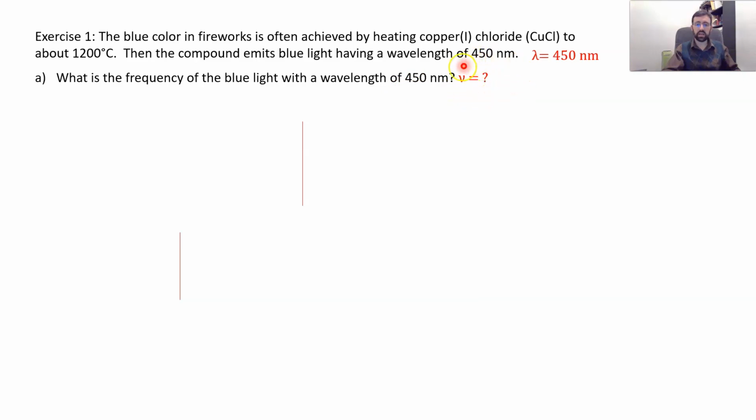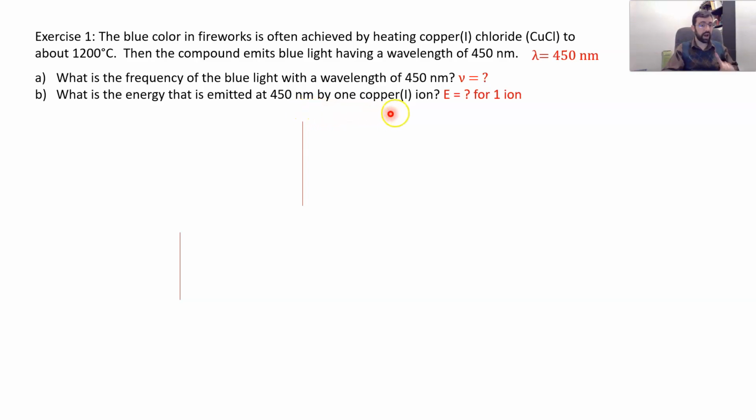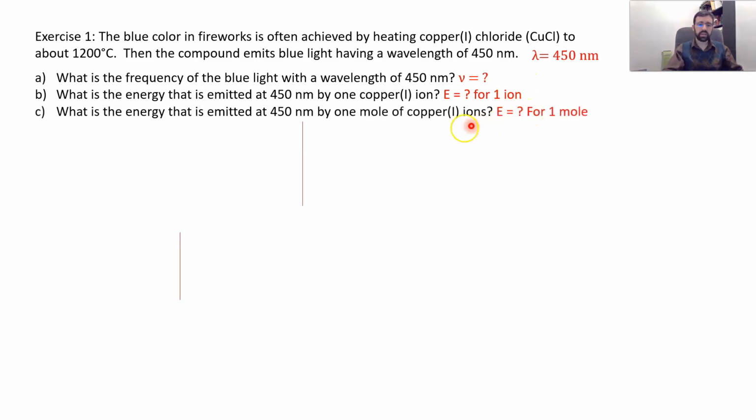So our question is, what is the frequency, which is that Greek letter nu? What's the energy that is emitted at 450 nanometers by one copper 1 ion? So the energy emitted by one ion is going to be the energy of one photon. So that can be calculated with E equals h nu. We're looking for the energy of one ion. And then finally, what's the energy that's emitted at 450 nanometers by 1 mole of copper 1 ions? So we're just going to take that energy and multiply it by Avogadro's number to find the energy for 1 mole.